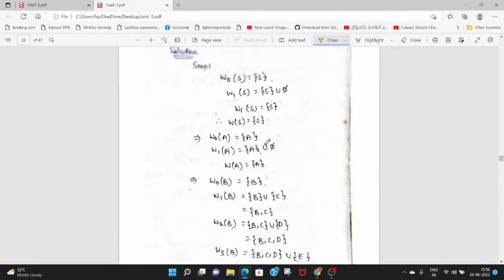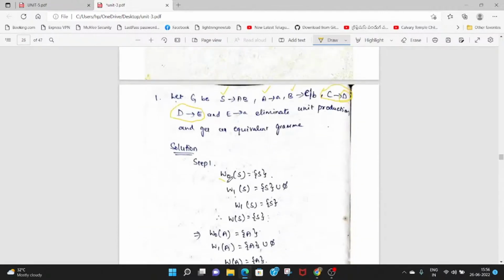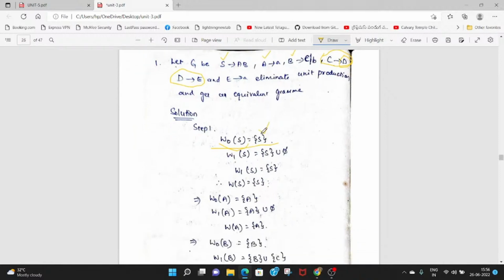Now we'll go with this explanation. We can start with W0 of S. This will be the initial state, so you can include the start symbol. And W1 of S: on the right hand side, if anything derives like this S, you can include that. Nothing is derived, so nothing more to include. So W1 of S is also S, and because of that, my W of S is W1 of S itself.